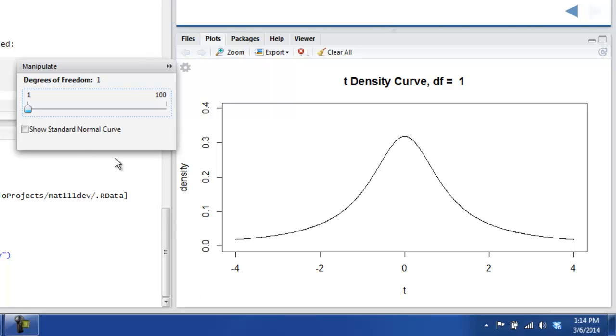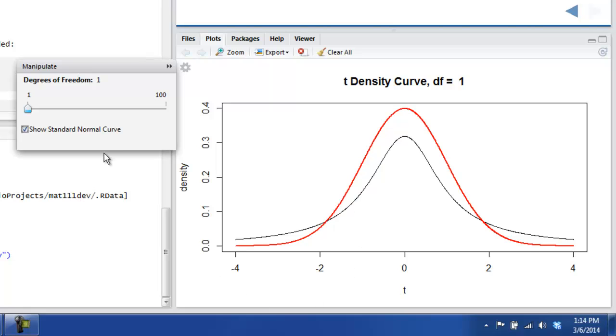We can also show a picture of the standard normal curve, the curve with mean 0 and standard deviation 1, to compare with these t-curves. Let's ask for one. So at 1 degree of freedom, we see that the t-curve is symmetric, centered around 0, but somewhat different from the standard normal curve. It has fatter tails. It's also somewhat flatter along the sides.